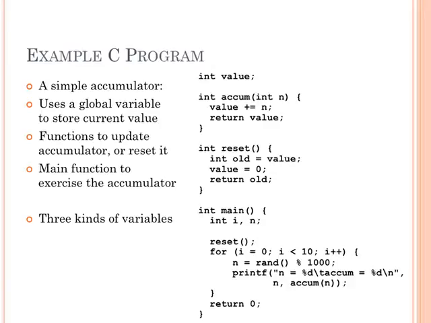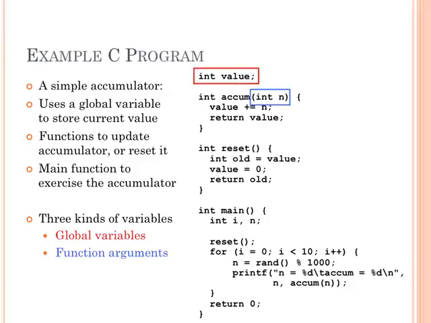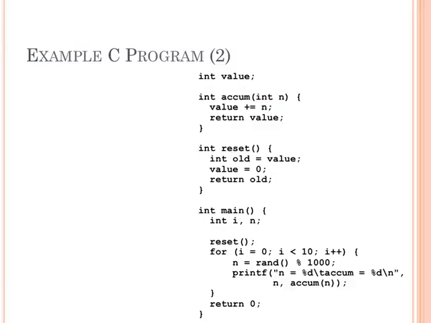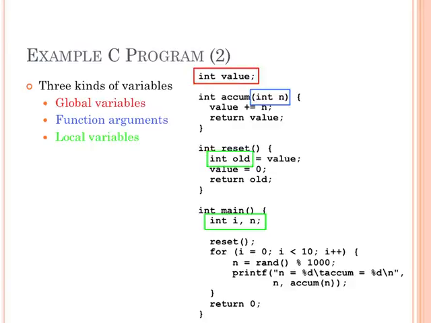We also have value up at the top. That's a global variable. And then we have arguments, and right now we only have n for accum. That's the only place that we have an argument, although you can see that we also call printf, which takes 3 arguments. So these are the 3 kinds of variables. We have global variables, we have function arguments, and local variables. So we have to figure out how we're going to deal with all of these various things when we implement our C program.